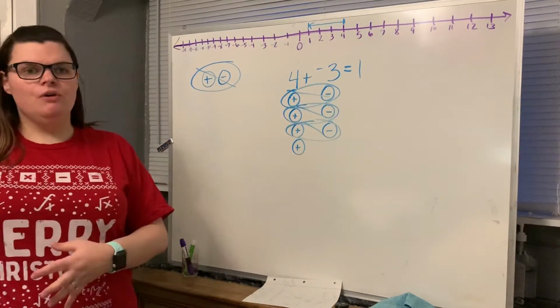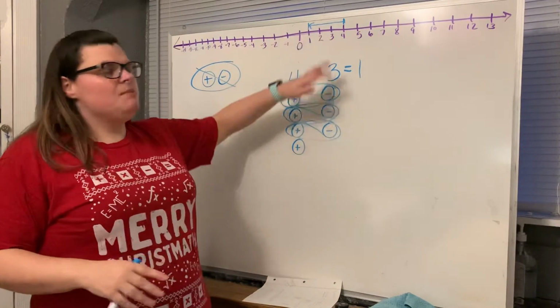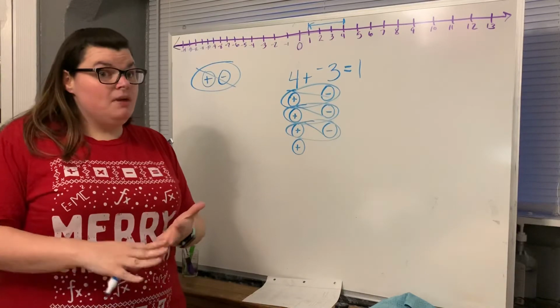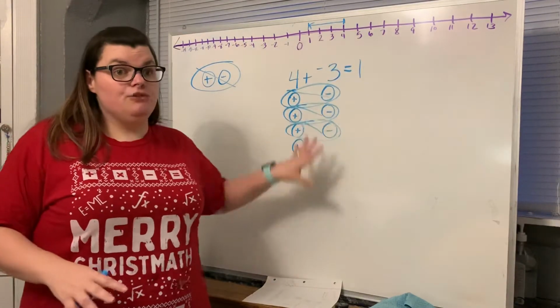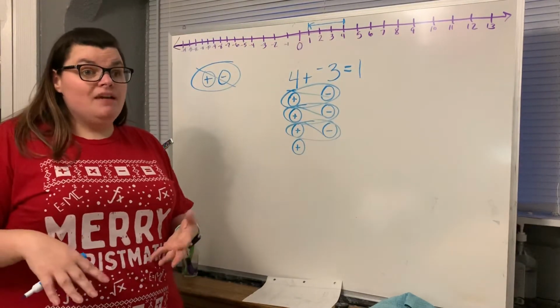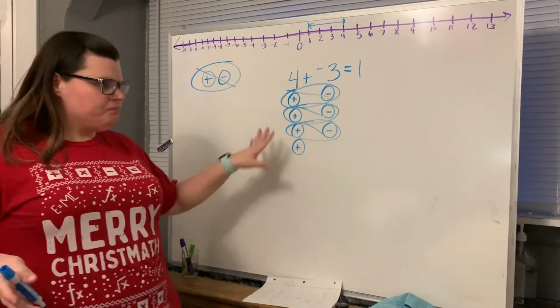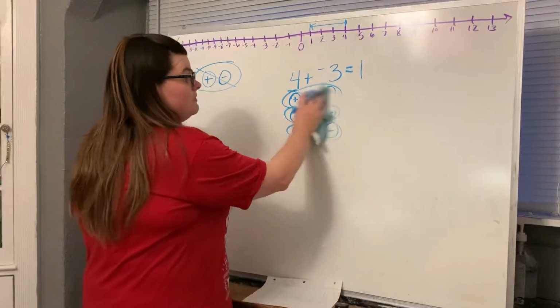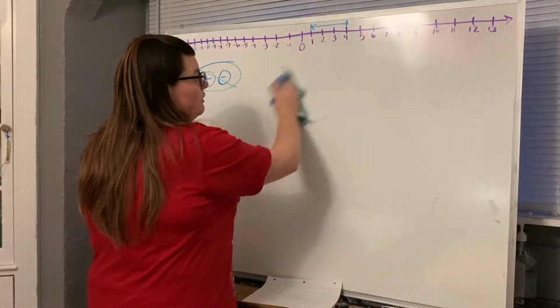When you're doing it on your own, it doesn't matter if you use this method, or the rules that we put in our foldable. The rules are the easiest way. They don't require you to draw out a number line or draw out chips, so it's probably the best way to really learn how to do them. But this packet specifically asks you to draw a chip model for a lot of your problems.